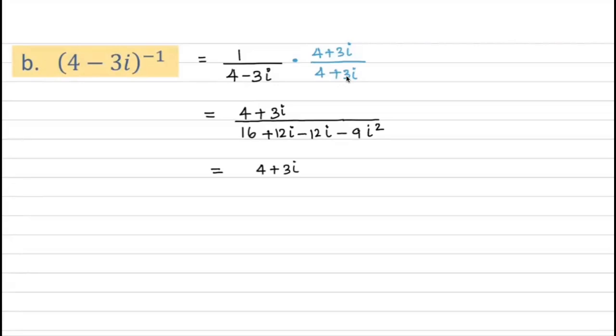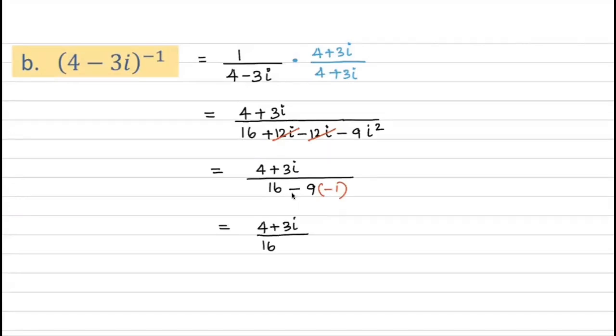Now let's simplify the denominator, we have a 16. And then 12i minus 12i. They cancel each other. 0. That's right. And we have minus 9 times, what is i squared? -1. i squared is -1. There we go. So that is equal to 4 plus 3i over 16.